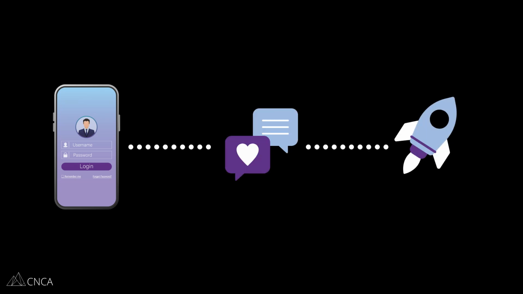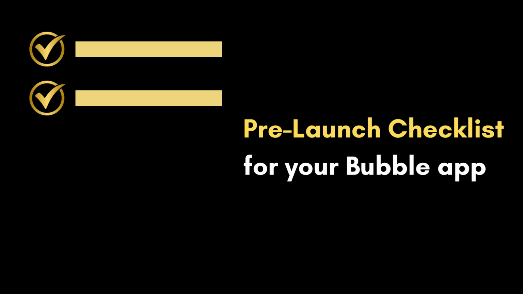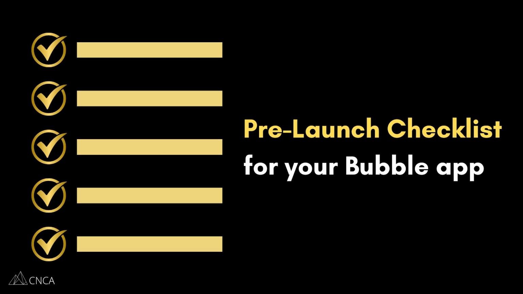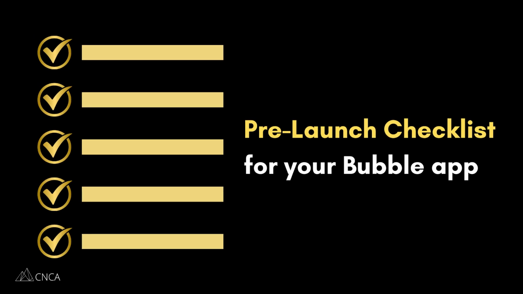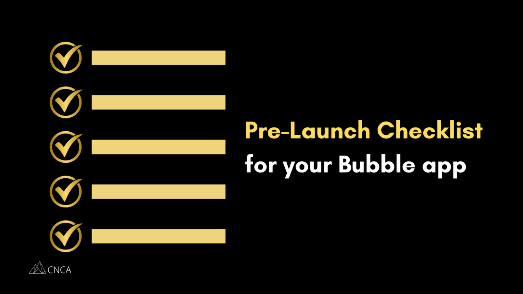All right, you've built your app, you've gotten great feedback, and now you're on the verge of launching. This is a thrilling moment, but also one where a few mistakes can cause a lot of headaches. In this video, I'm going to walk you through a 5-item pre-launch checklist for your Bubble app. These are the critical steps that will ensure your launch is smooth and your app is secure and ready for real users. Let's dive in.